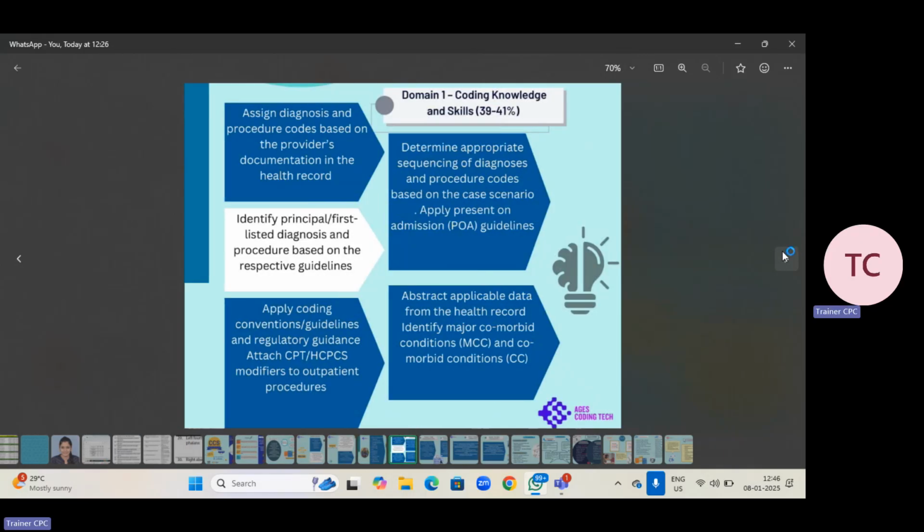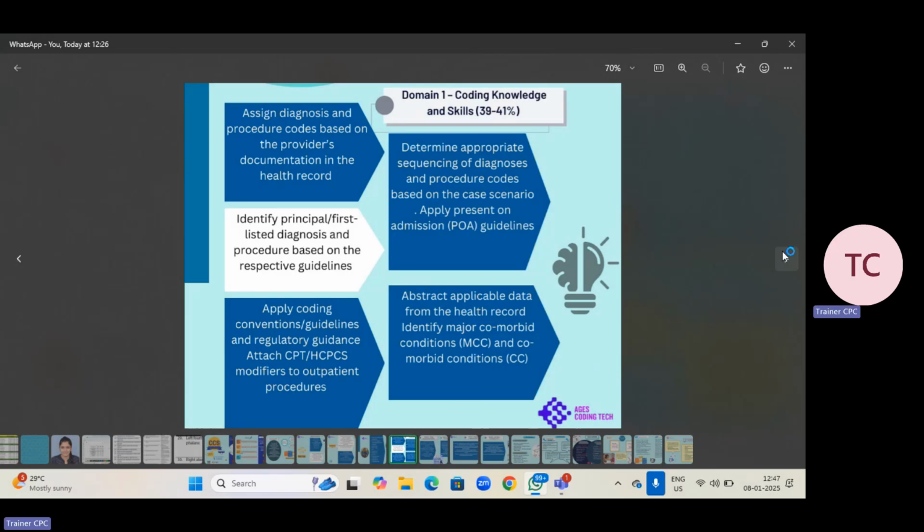Okay, so let us come back to your CCS exam. As I have said, you will be taking the exam for 400 marks. They have divided this exam into 5 domains. From these domains only you will be getting questions. So out of 100 percent, 39 to 41 percent of questions will be from coding knowledge and skills.